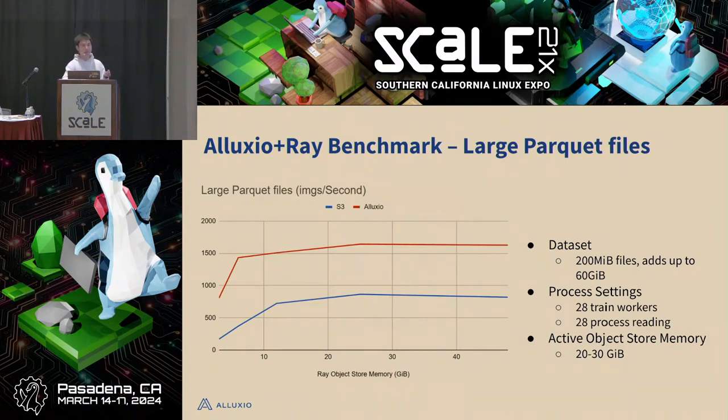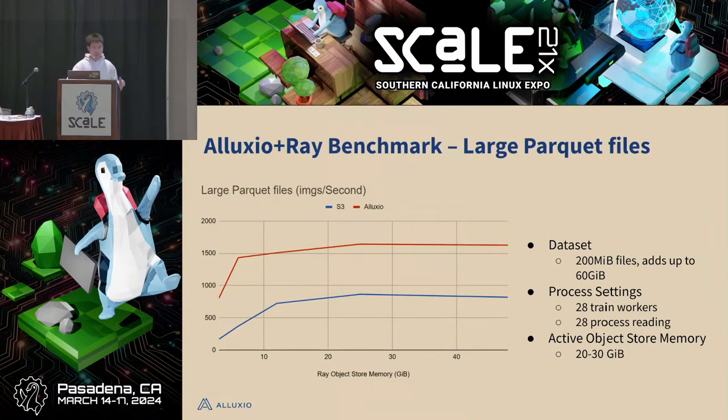What about the other type? What about when the files are pretty large and they could be in different data formats, like the very popular column-oriented data format Parquet, right? So here is another benchmark that we have done. For the data set, still the ImageNet data set, but we put them into some large Parquet files. In general, each Parquet file is around 200 megabytes, and in total, there are around 60 gigabytes of the data set. So there are 28 Ray training workers, 28 processes reading.